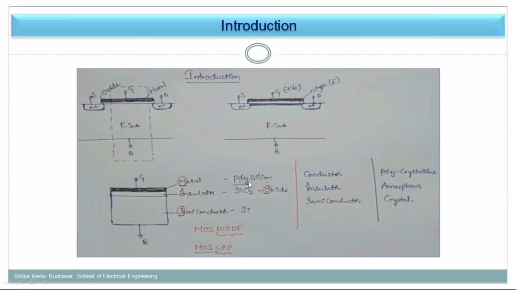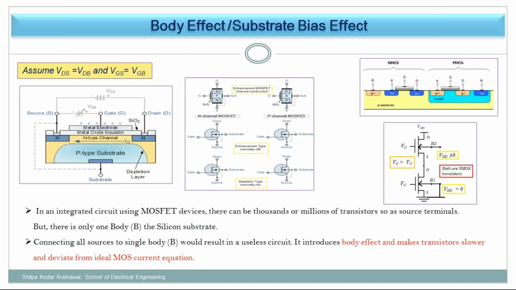This is just an introduction to give you some knowledge. Now, going forward, as I told you, this substrate is also called a body or a bulk. So this effect is also called the substrate bias effect or body effect.